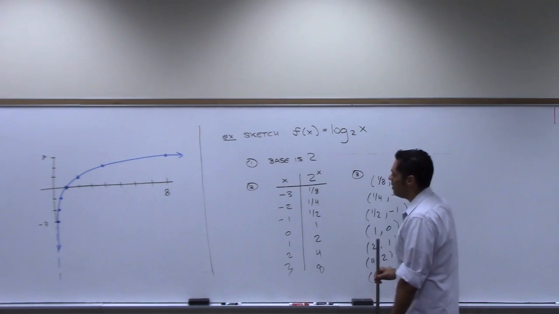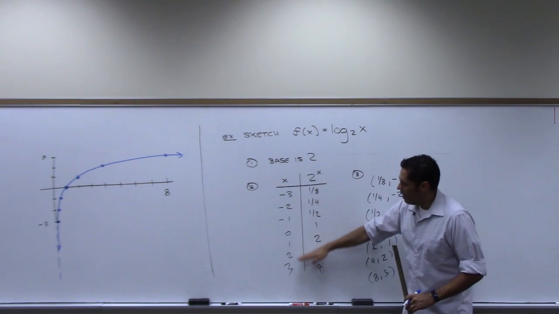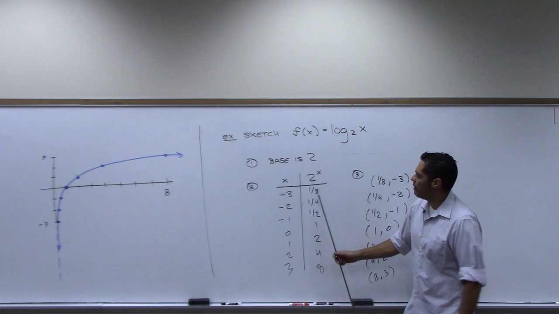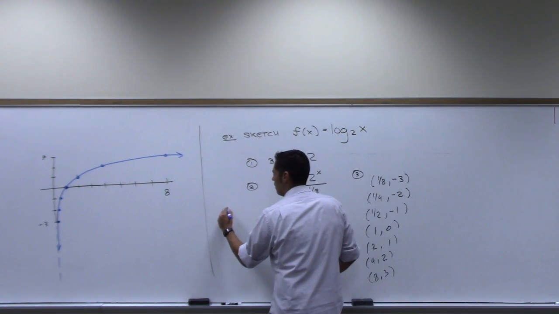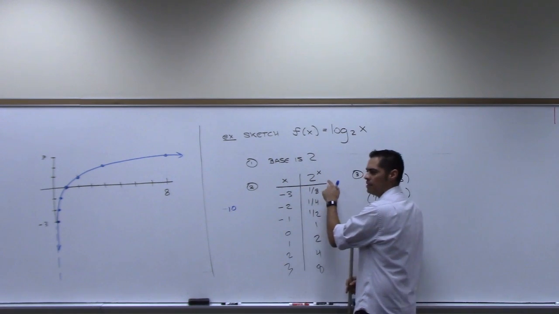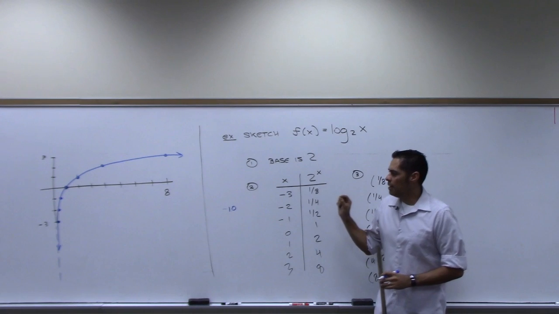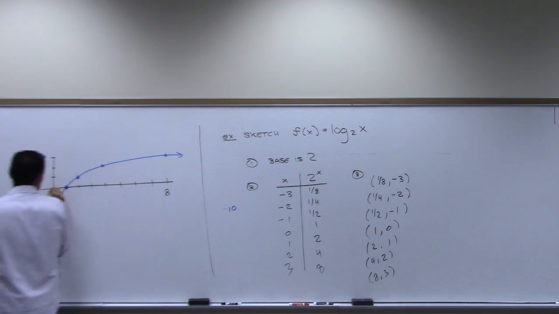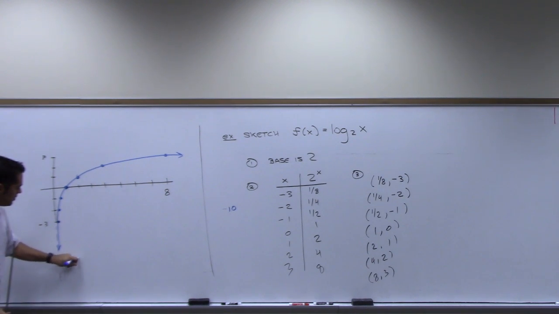If you're not convinced of that, go back to this table right here and take something like, I don't know, -10 and plug it into this. And you're going to get a tiny little number. And that would mean you move to the right just a little bit, and then you go down 10. And you can keep doing that forever. You're never going to run out of numbers. So it dives down. I'm going to put VA here for vertical asymptote.